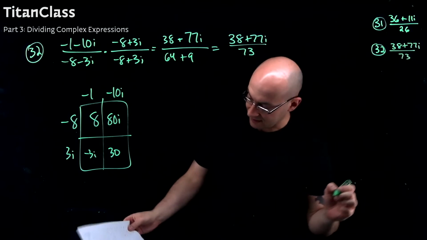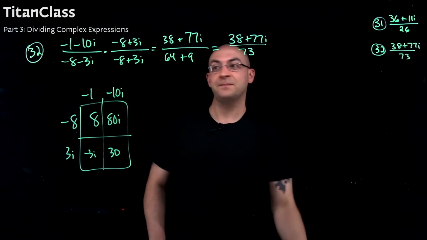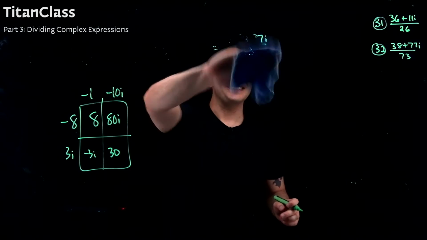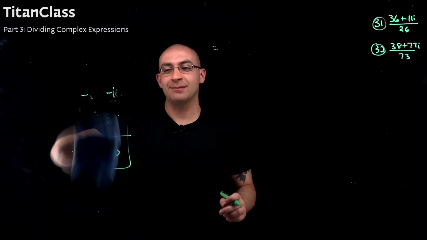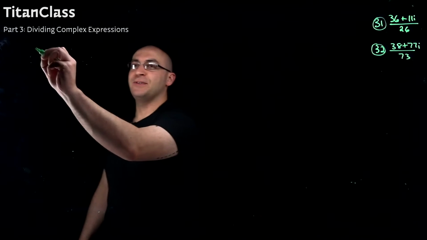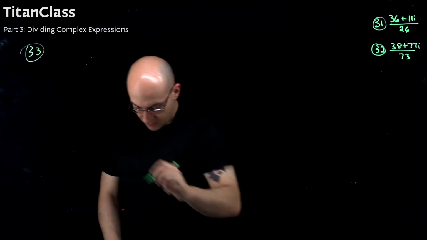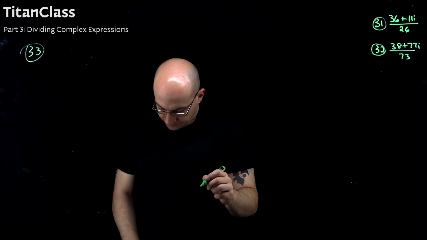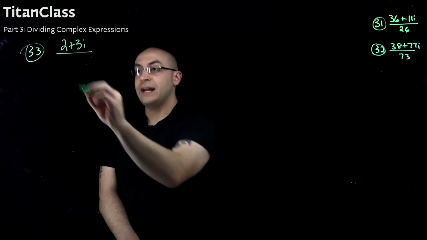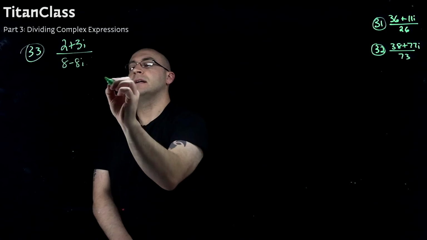And let me check that, because I would hate to. Yeah, that's right. Okay. Hate to write something down that's wrong. I've actually done that a lot this year with these problems. Isn't that stinky? Isn't that stinky? 33. 2 plus 3i over 8 minus 8i. All right.